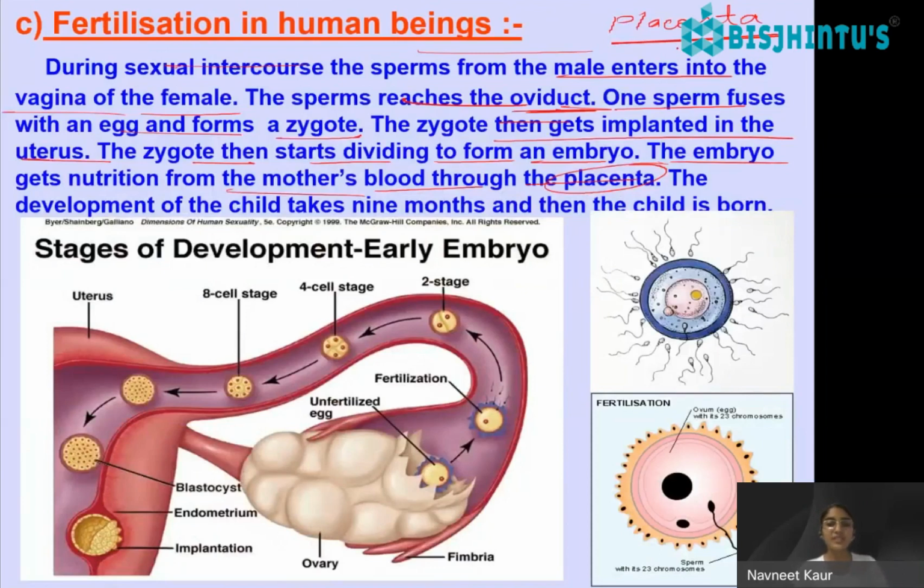What are the main functions of the placenta? To provide nutrition to the embryo from the mother's blood, to provide oxygen to the growing embryo from the mother's blood, and to carry the waste material from the embryo to the mother's blood. First, it will provide nutrition from the mother's blood to the zygote, or we can say the embryo. The waste product of the embryo will also be released into the mother's blood through the placenta.